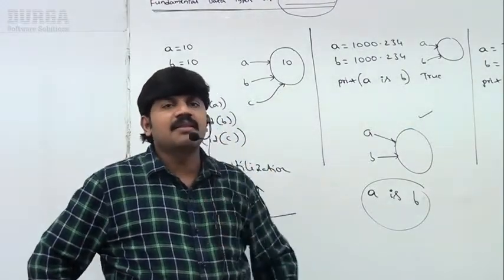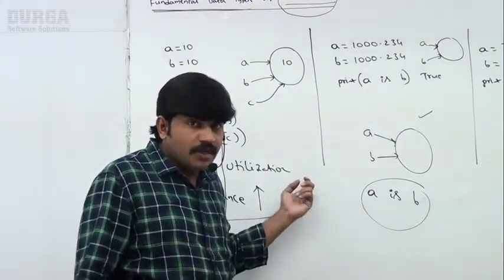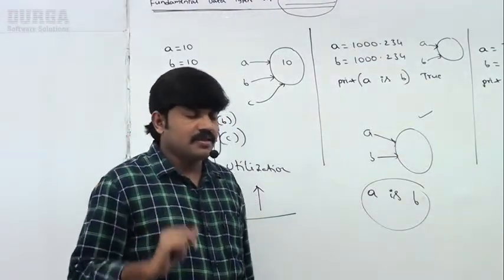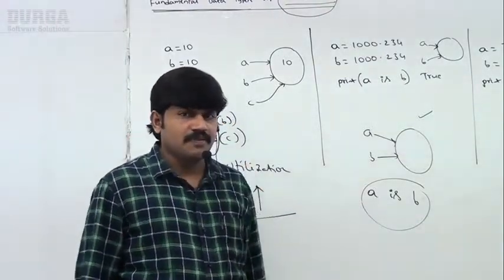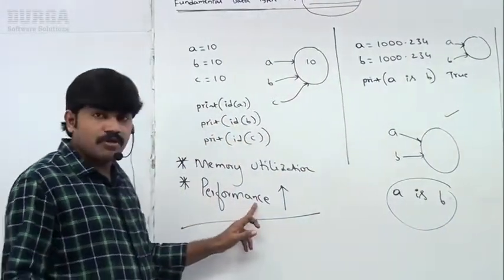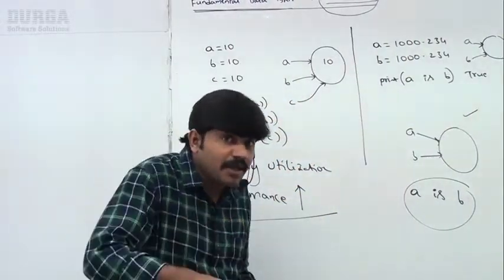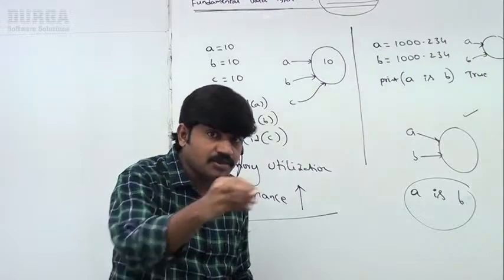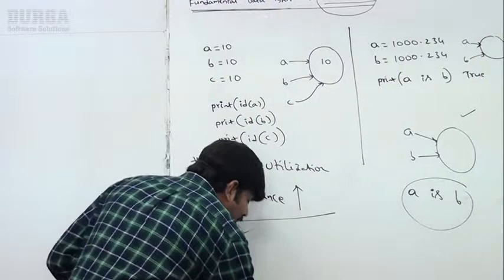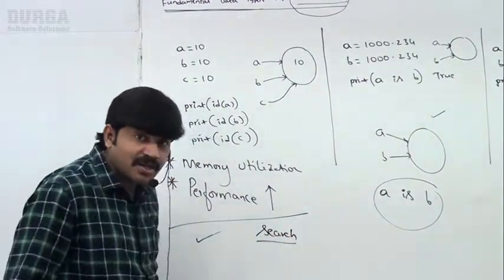What is the advantage of this approach? Memory utilization and performance will be improved, sir. Everyone can understand what the advantage is. Sir, here you may ask something: reusing the existing object improves performance, you are saying, but whenever we are creating an object, every time the Python virtual machine will search whether this object is already available or not. So a search operation has to be done, and a performance effect may be there.